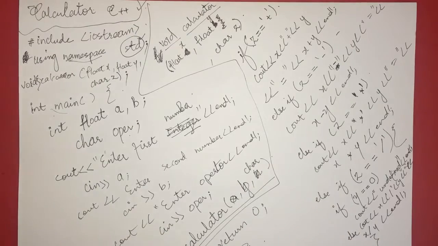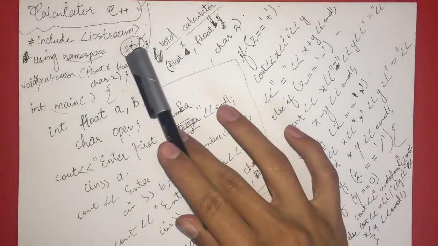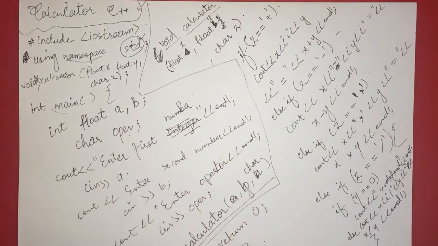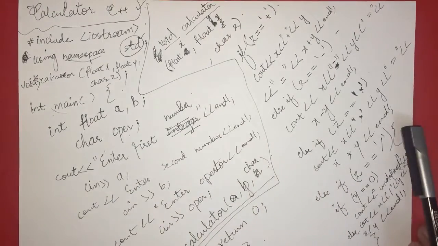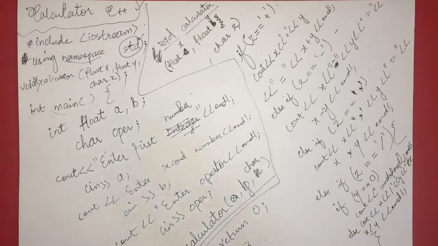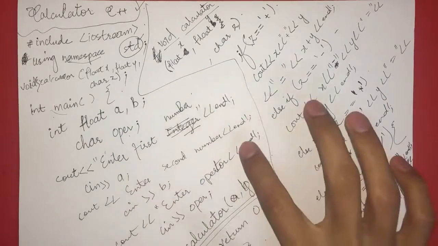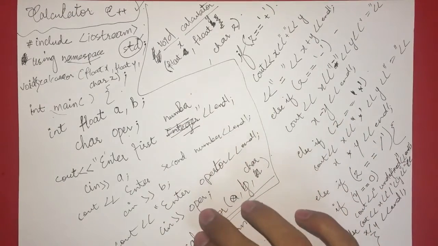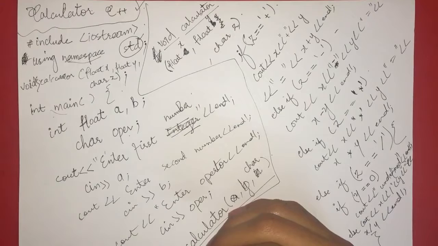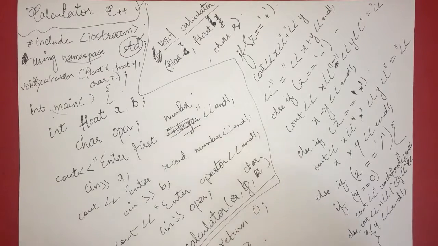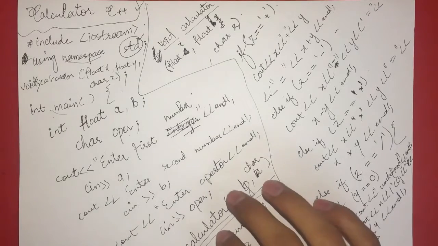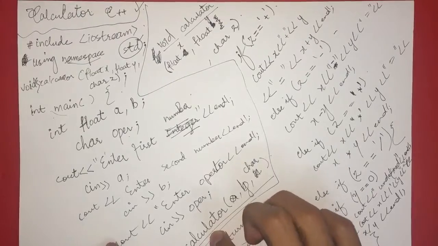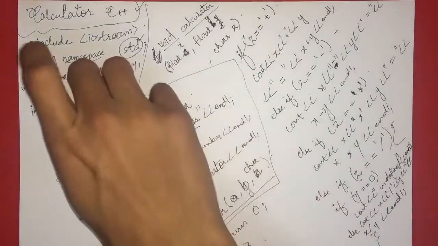So what's going to happen is when this program is executed, it's going to output enter first number, and then it's going to ask for the input from the user for a, which is our float value. So the user will enter any number, then it's going to ask for the second number, and then it's going to ask for the operator. Once the system gets these three values, it's going to shift the flow of control to the function, and here we are calling the function calculator. We have the prototype, so we don't have to worry about anything.